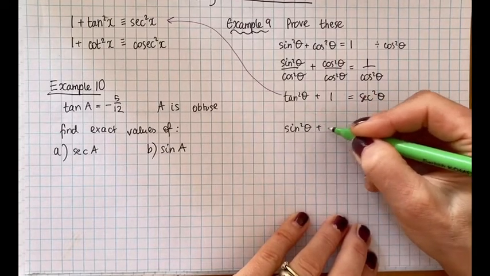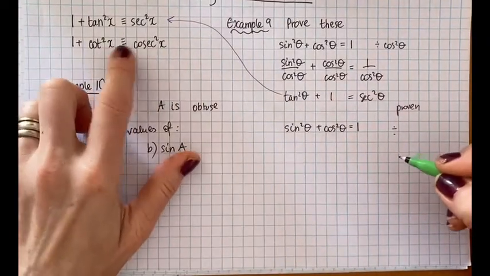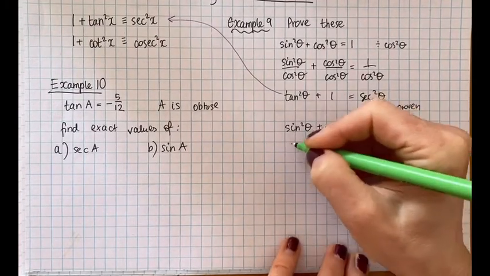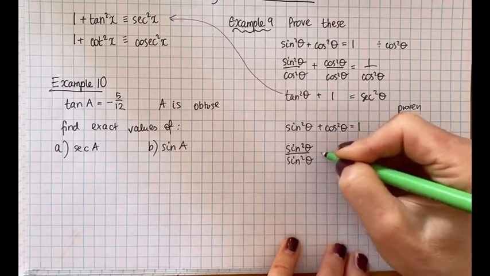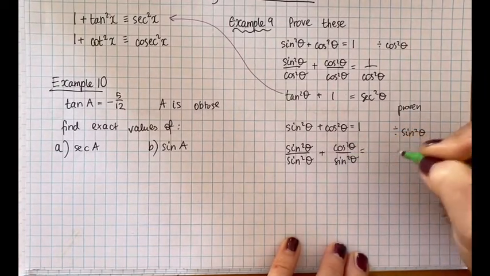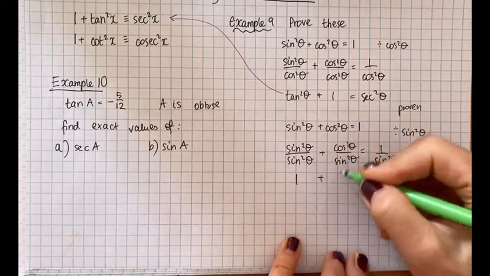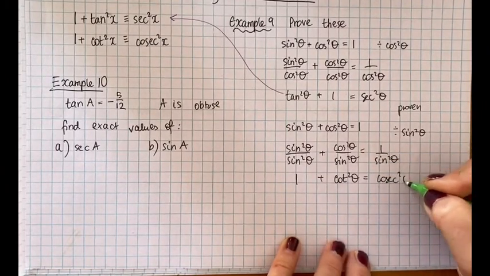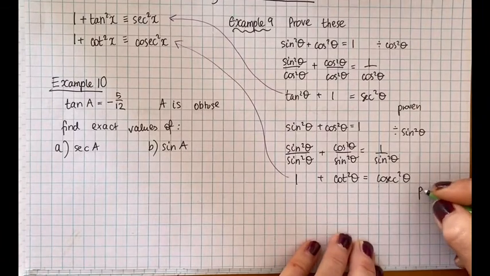To prove the second one, you again have the same starting point. Sine squared theta plus cos squared theta is equal to 1. This time we are creating cot and cosec, so you want sine in the denominator. So divide by sine squared, because our terms are squared. You get sine squared over sine squared theta plus cos squared theta over sine squared theta, and 1 over sine squared theta. So here that cancels to 1. Here we've got cot squared theta, and you've got cosec squared theta. Again, this is what we were trying to prove, so it's proven.